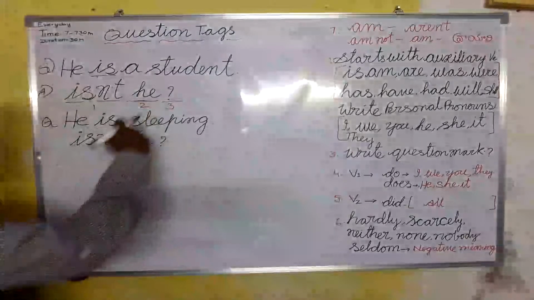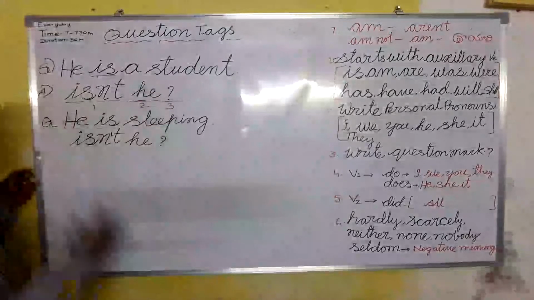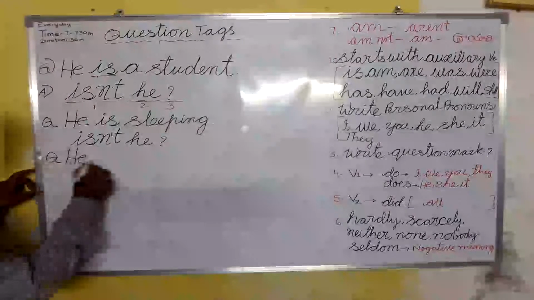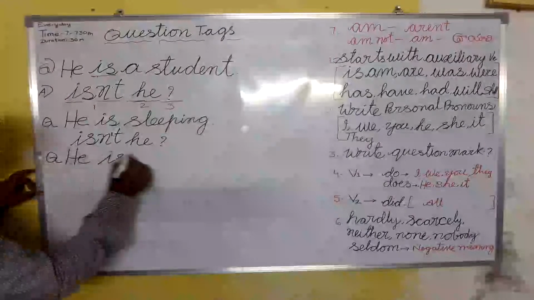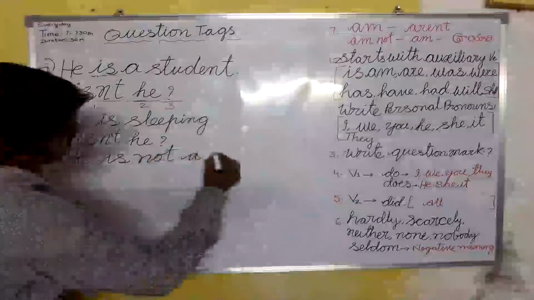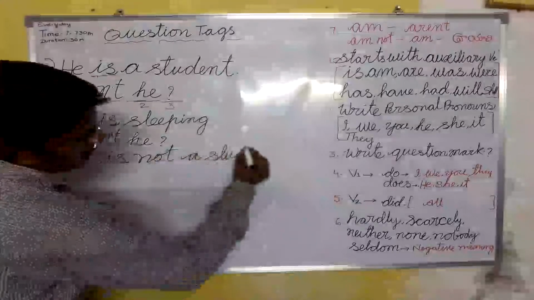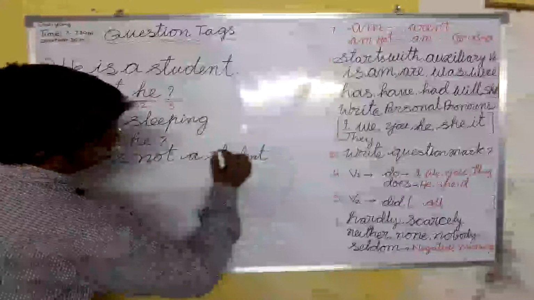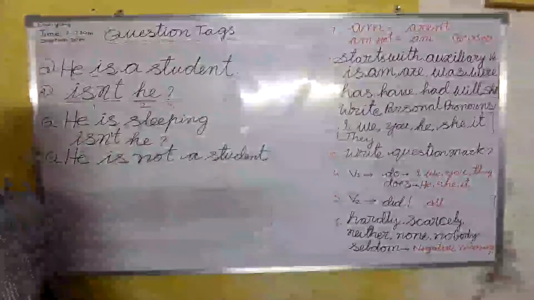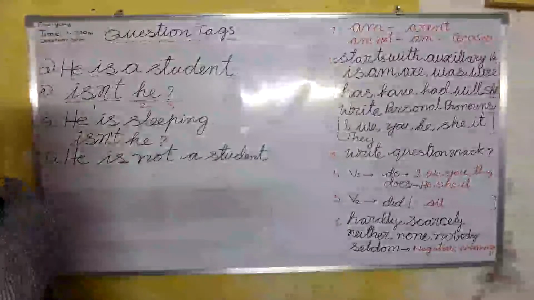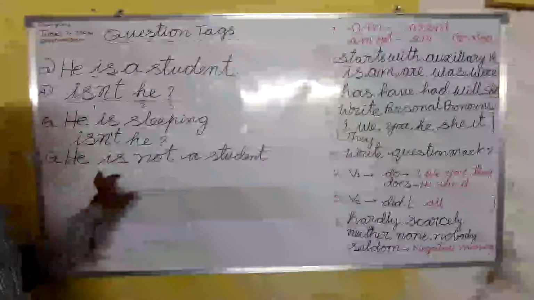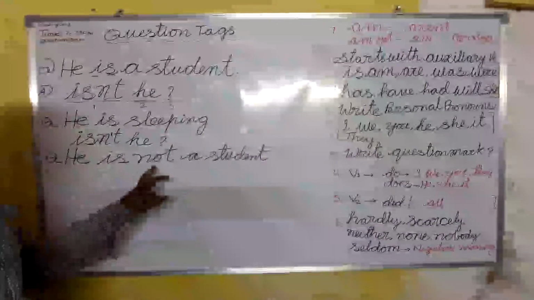You shall see a negative sentence for this one also. He is not a student. What is the question tag for this sentence? You see, the helping verb is "is" here, and it is a negative sentence.